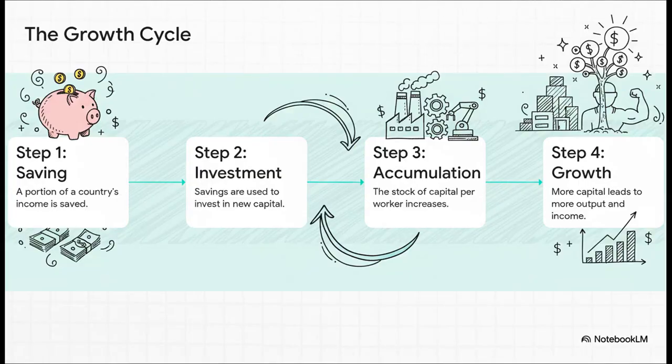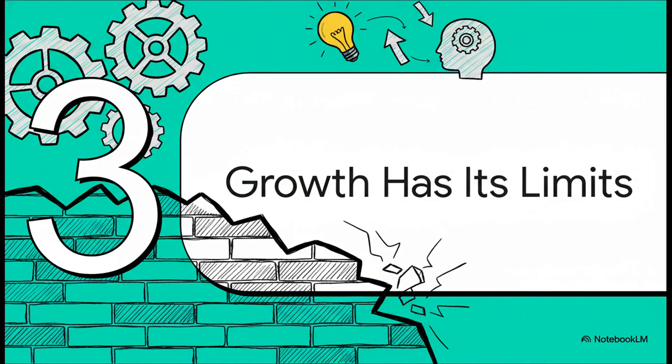Right, so how does a country actually get more of this capital? Well, it all starts with saving. When people and companies save some of their income, that pool of money can then be invested in new capital, new factories, better machines. This increases the amount of capital each worker has, which in turn boosts their output, which means more income, which means you can save even more. It's a virtuous cycle.